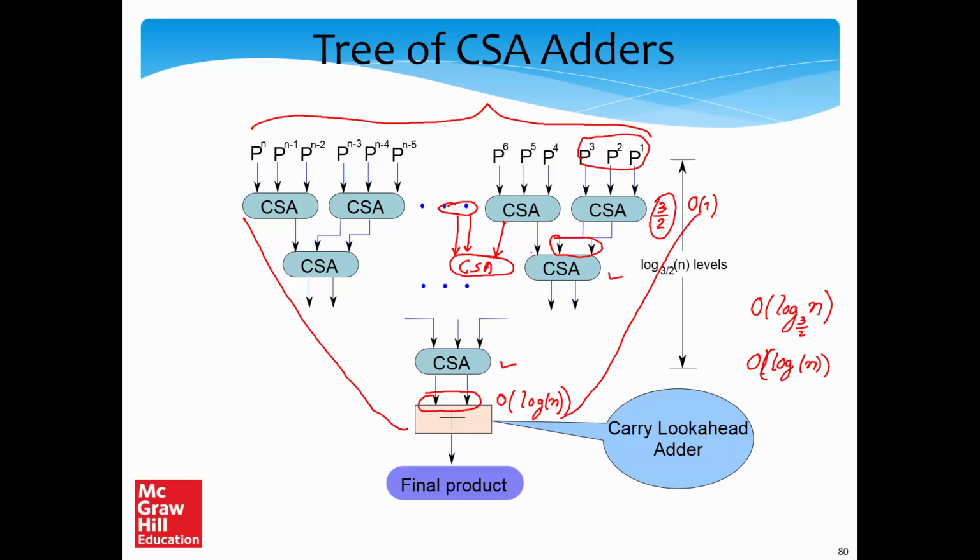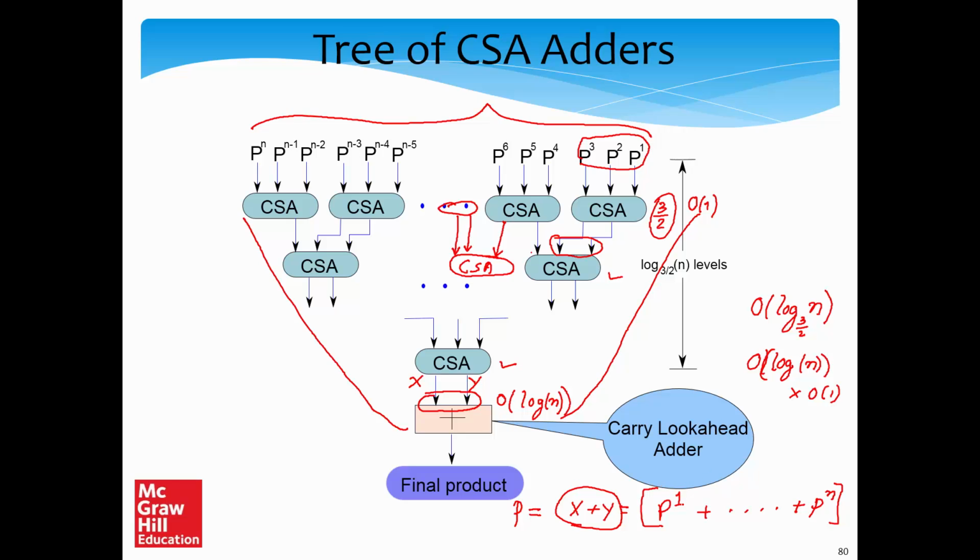So once we have order of log n levels and the time per level is order 1, the total time required to compute these two numbers, let's call them x and y. Here x plus y is the sum of all the partial sums, and the sum of all the partial sums is essentially the result of the multiplication. We are producing two numbers whose sum is the final product p.